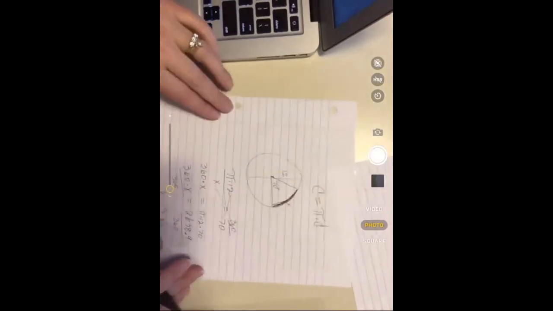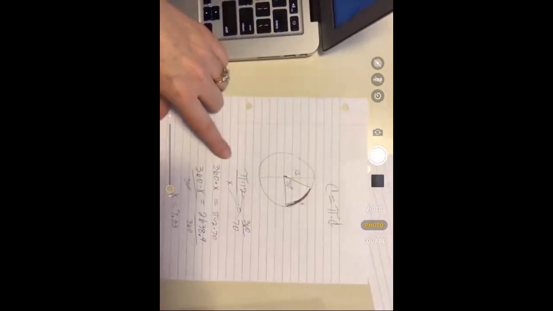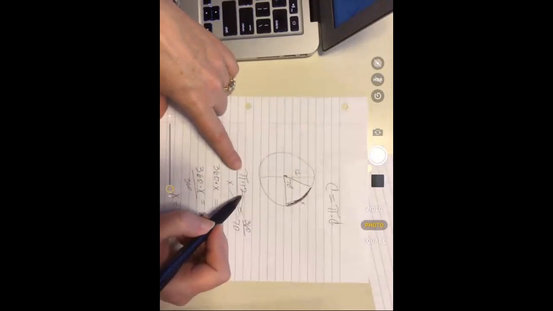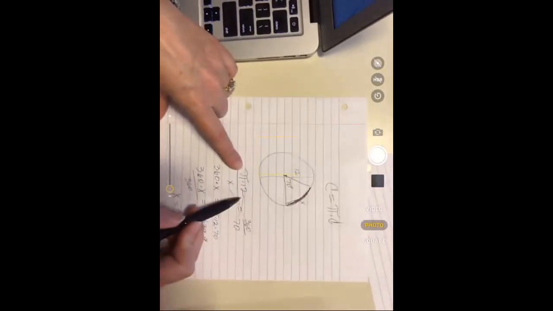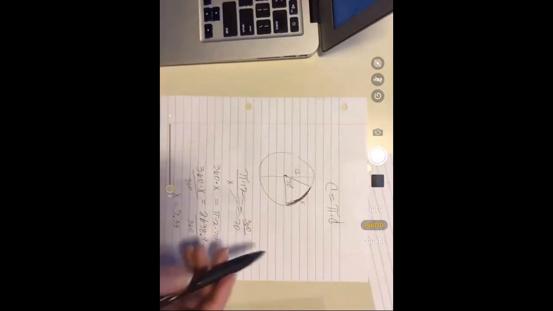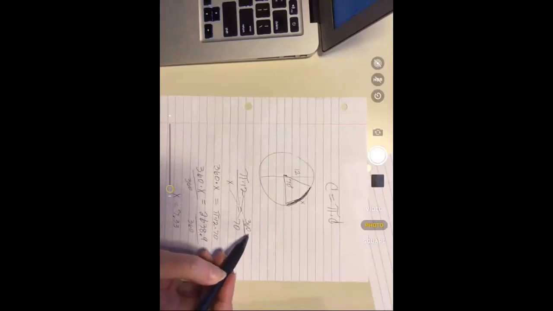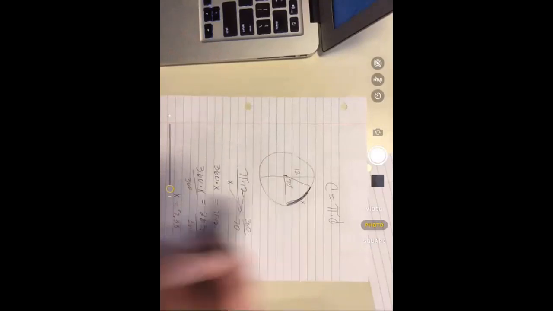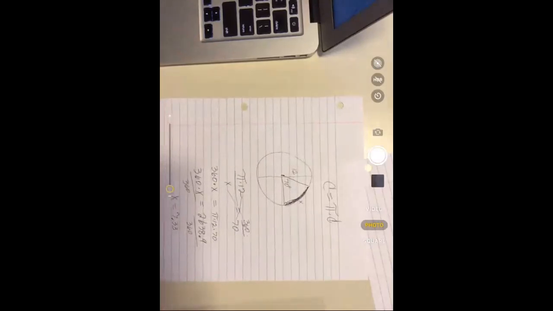So when you want to find arc length, you're going to make a proportion. It's the whole circle, pi times diameter, over the piece that you want, the arc that you want. And the other part of the proportion is the degrees: the whole circle, 360 degrees, over the degrees of the arc. Got it. Does that help a little? Yes, helped a lot. Good.